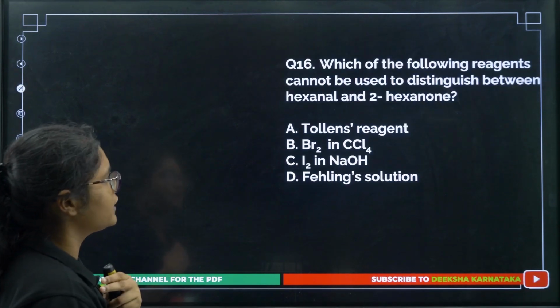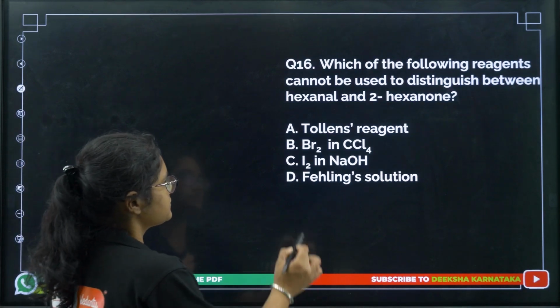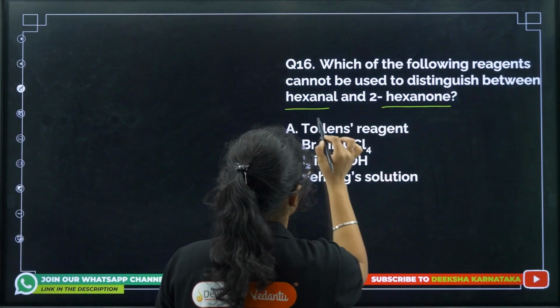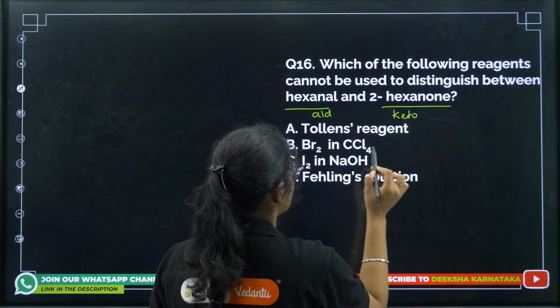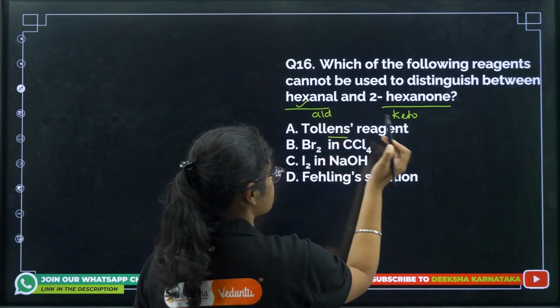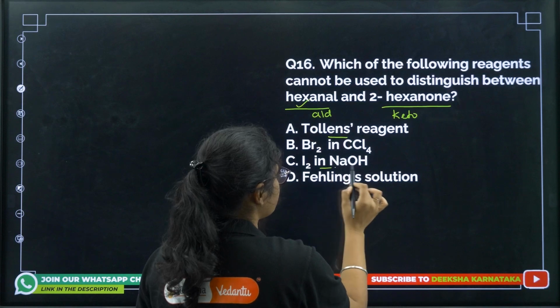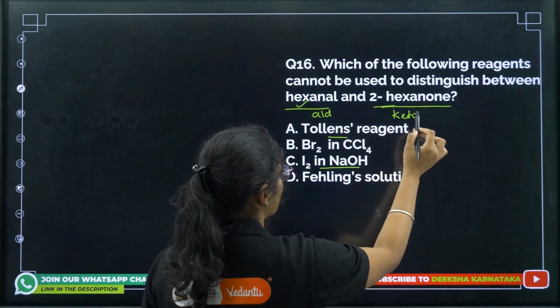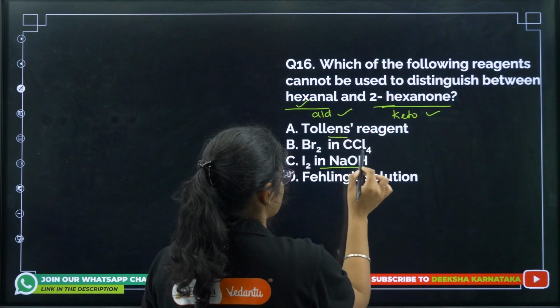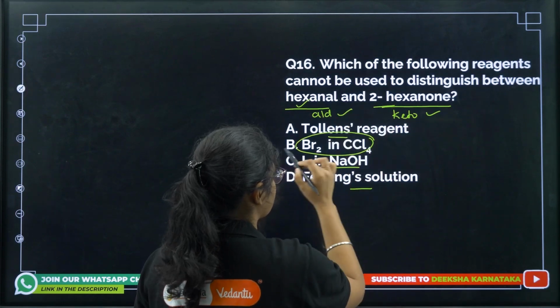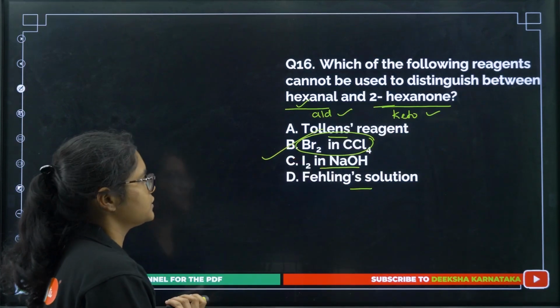Next, which of the following reagents cannot be used to distinguish between hexanal and hexanone? So this is aldehyde and this is ketone, right? Tollens reagent we can use, this one will show, this one will not show. I2 in NaOH, so you have hexan-2-one, this one will show. Next you have Fehling solution, again this one will show, but Br2 in CCl4 will not react with any of them. So the correct answer is option number B.